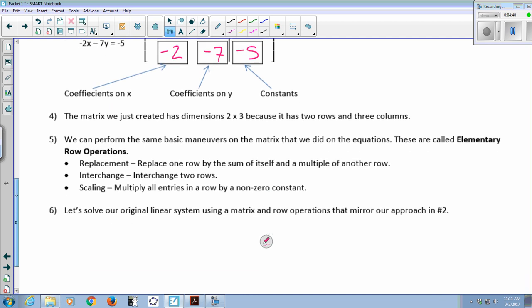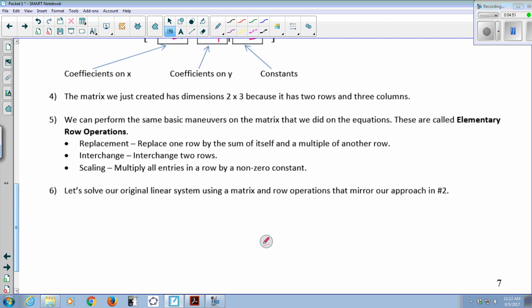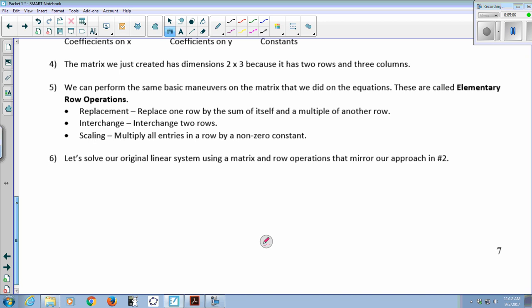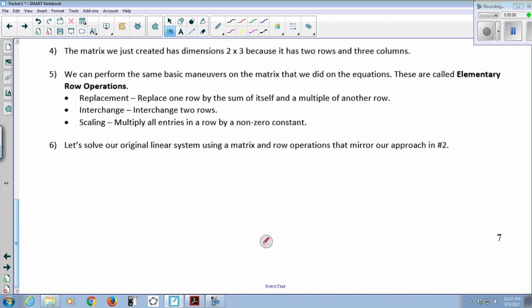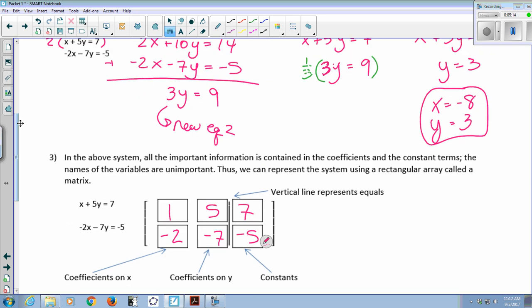You can perform the same basic maneuvers on the matrix that we did on the equations. These are called elementary row operations. You can do replacement, where you replace one row by the sum of itself and a multiple of another row. You can interchange two rows, and you can scale a row by a non-zero constant. So I'm going to solve our original linear system using a matrix and row operations, and it's going to mirror what we did up here.